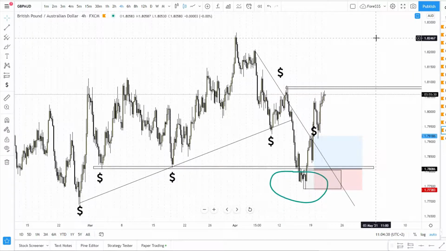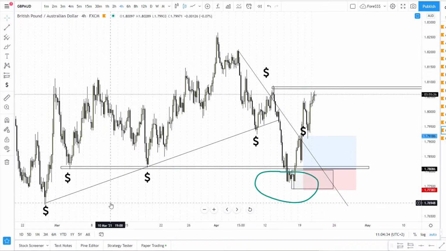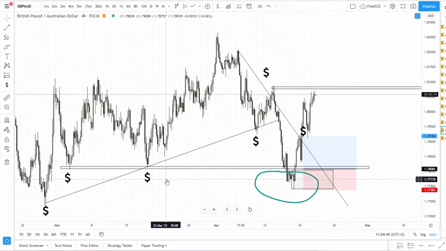So let's start. GBP AUD. What do I have here? So this is, we may say, a resistance area where the price is reacting. For me, if you watched the How to Trade Like a Bank video, this means that we are doing this to accumulate orders. People have their stop losses here.